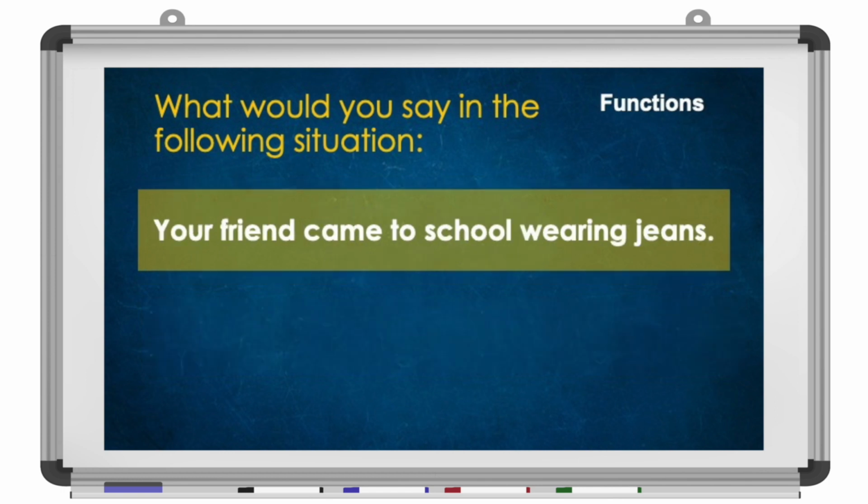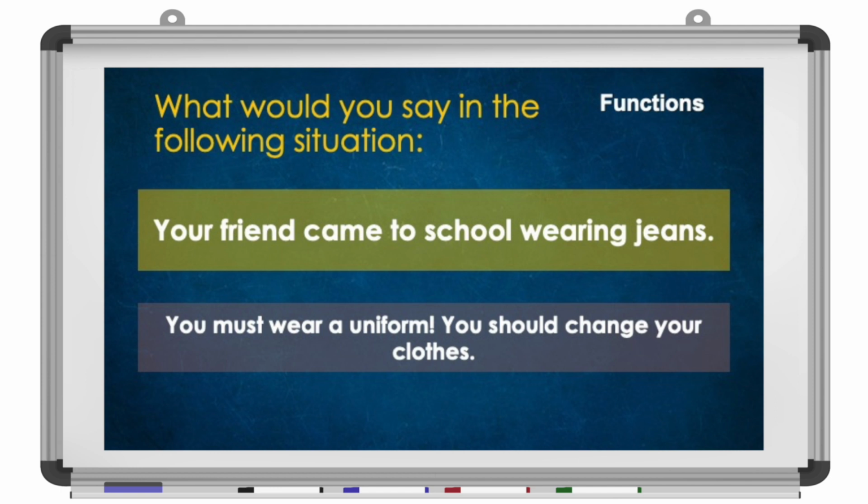The second situation is your friend came to school wearing jeans. Is that okay? Imagine yourself looking at your friend entering the school wearing jeans instead of the school uniform. What will you say? You must wear a uniform. You should change your clothes. Now look at the modal verbs I used. I used must and should, which shows the importance of wearing the school uniform, and I'm advising my friend to go and change her clothes immediately.